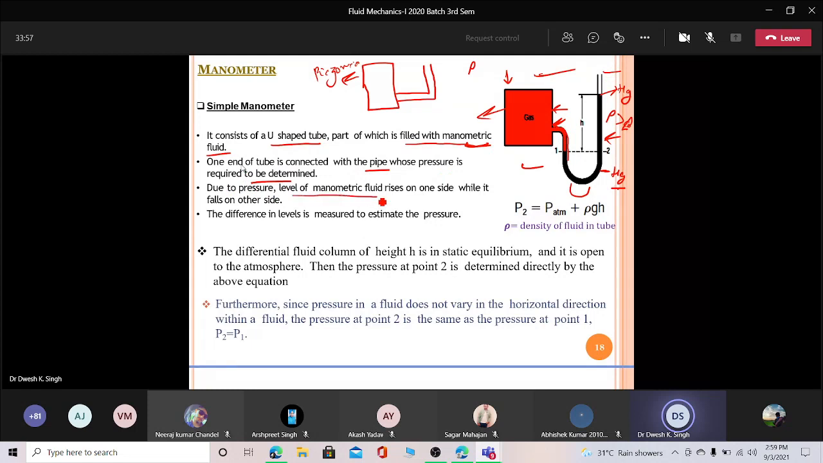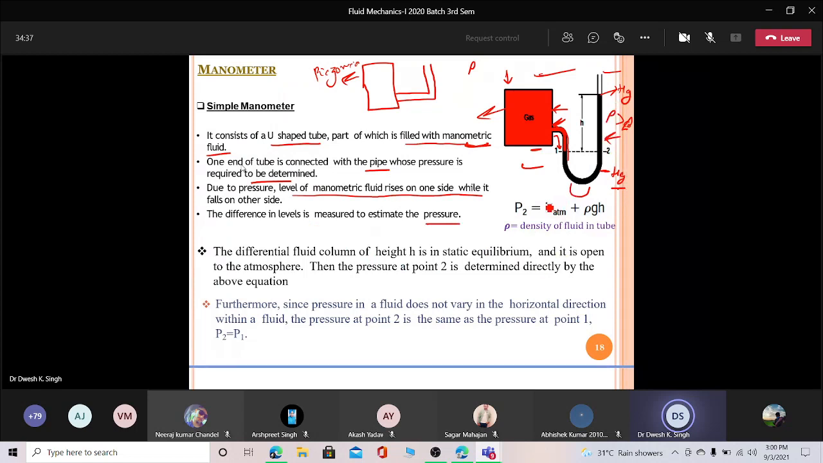Due to pressure, the manometric fluid rises on one side while falling on the other side. Means due to the pressure, this liquid which is inside the container will try to push this manometric fluid. And at equilibrium, after some displacement, both fluids will balance the pressure, and this is the time when you need to take the reading of the pressure. So the difference in level is measured to estimate the pressure, like here.